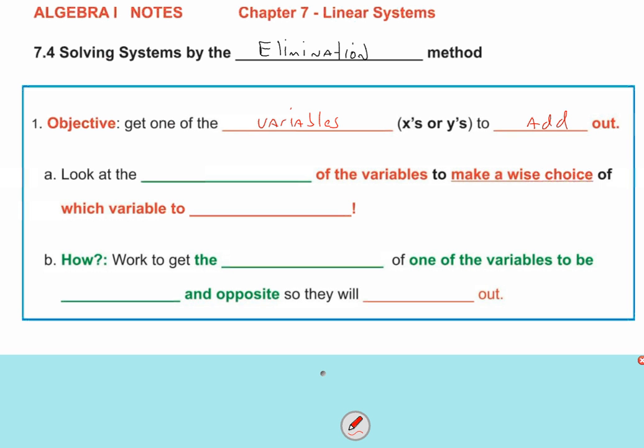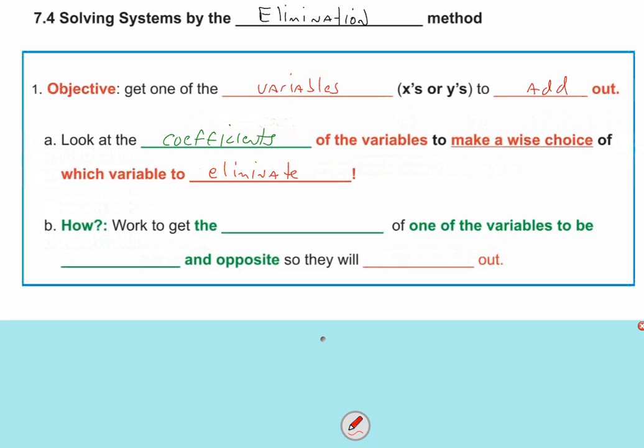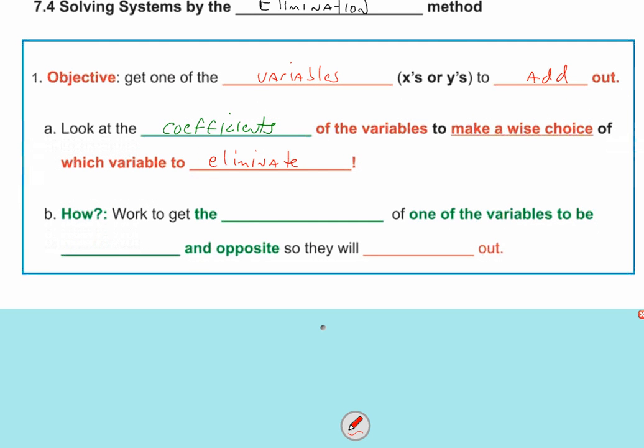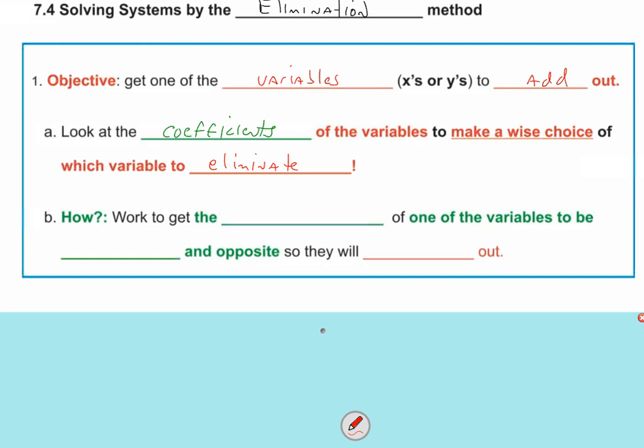All right, so how do you determine which one to choose? Look at the coefficients of the variables. Remember, coefficients are the multipliers. To make a wise choice of which variable to eliminate. You get to choose who to eliminate. I know that's exciting. All right, so you choose. You make that choice.